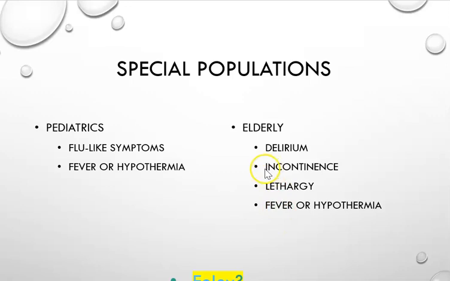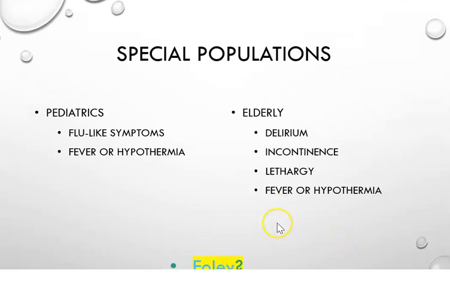So special populations are going to be your pediatric patients. They're going to have a couple different symptoms that are going to be different than adults. So flu-like symptoms, fever, or hypothermia. And the elderly, which is going to be more what we're going to be taking care of, a lot of times they're going to have delirium. So delirium, confusion, incontinence, if it's not their baseline, lethargy, and fever or hypothermia.